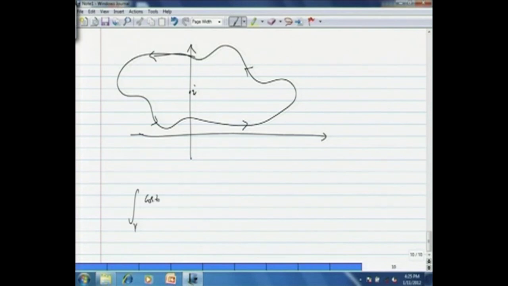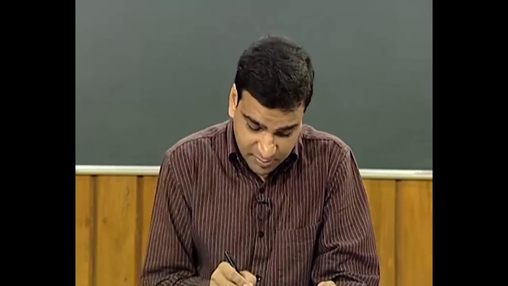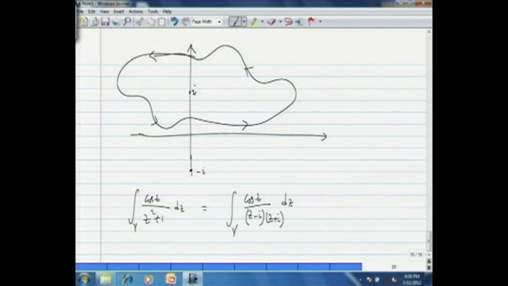Let me look at the integrand cos z by z squared plus 1 dz. This can be written as the integration of cos z by (z minus i)(z plus i) dz. So, you see that there are two values of z which make the denominator 0. One of them is i and the other one is minus i. And since minus i lies in the lower half plane, we do not have to worry about that.